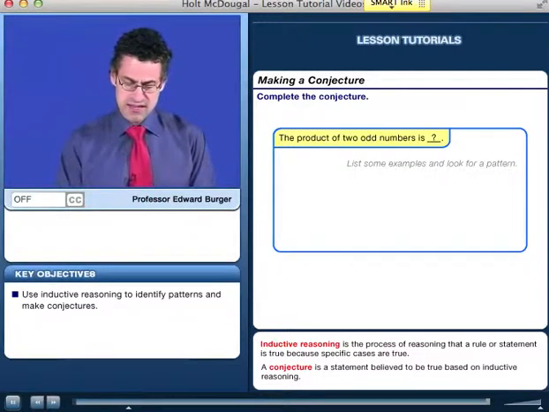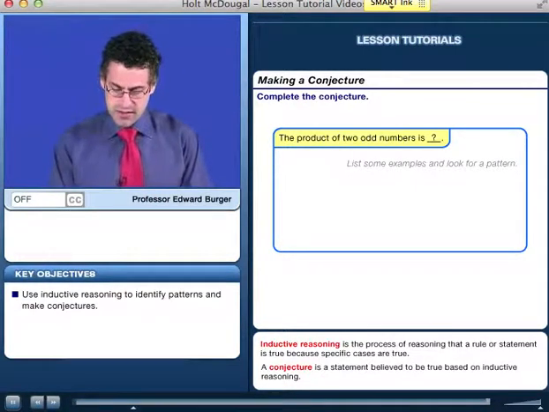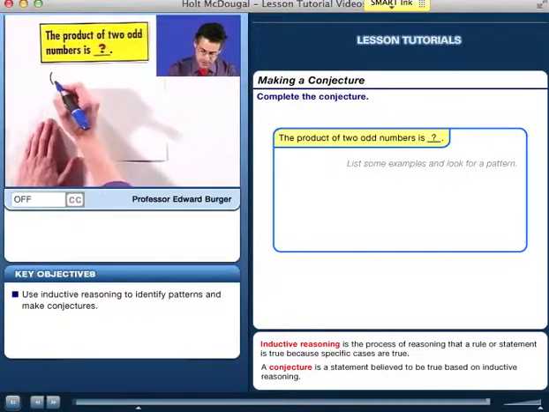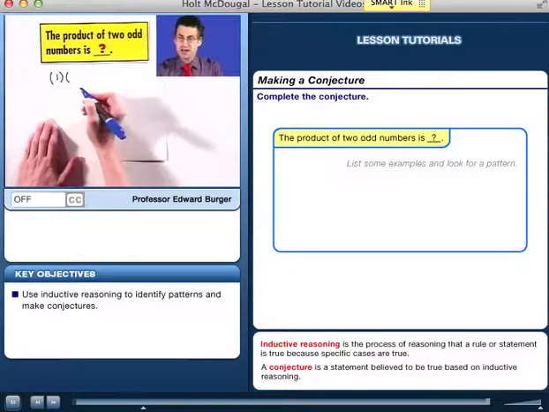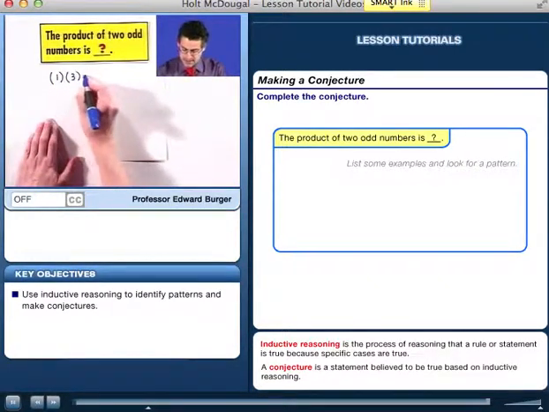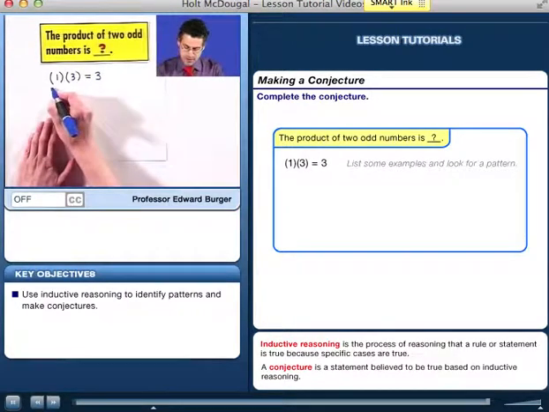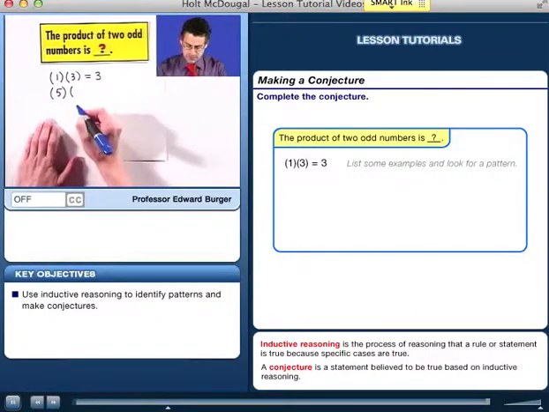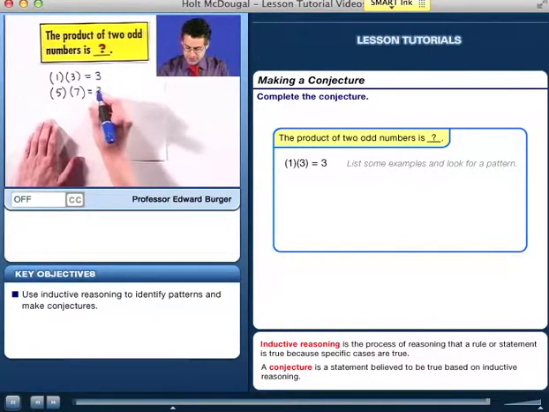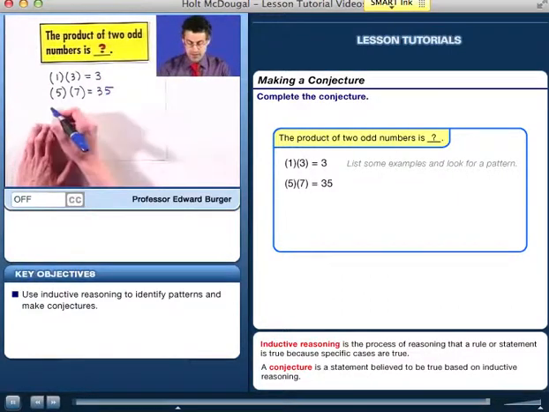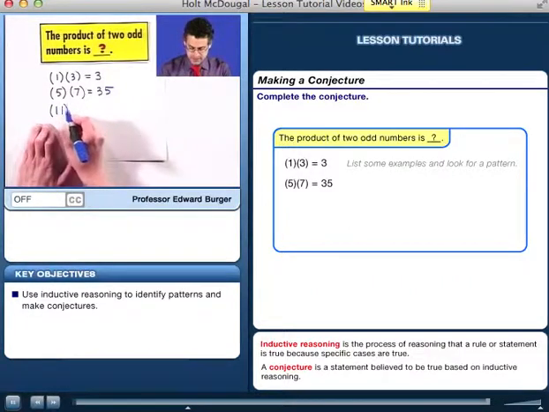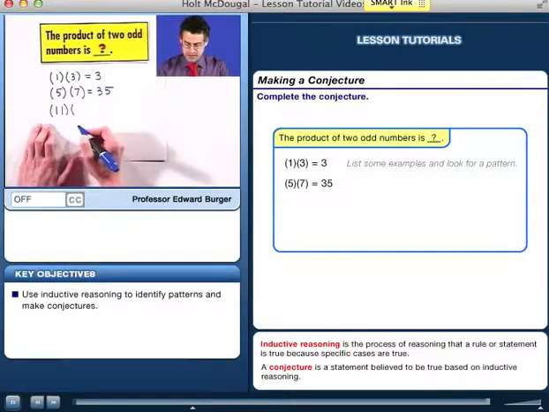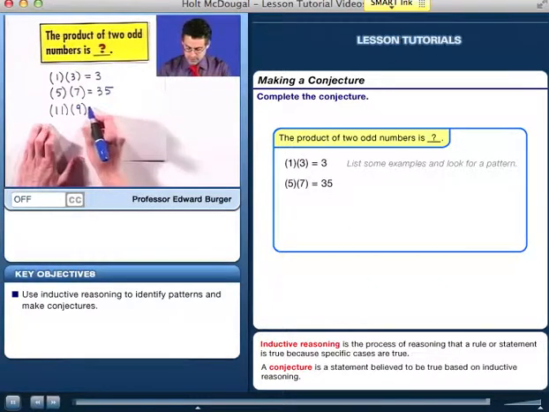This is a question which says, let's take a look at the product of two odd numbers. So how about we start off with 1 and multiply it by another odd number, let's say 3. I see the answer is 3. How about we take another odd number, let's say 5, and multiply it by some odd number, let's say 7. I see 35. How about another odd number? Let's take 11 and multiply it by some odd number, let's say 9. I see 99.